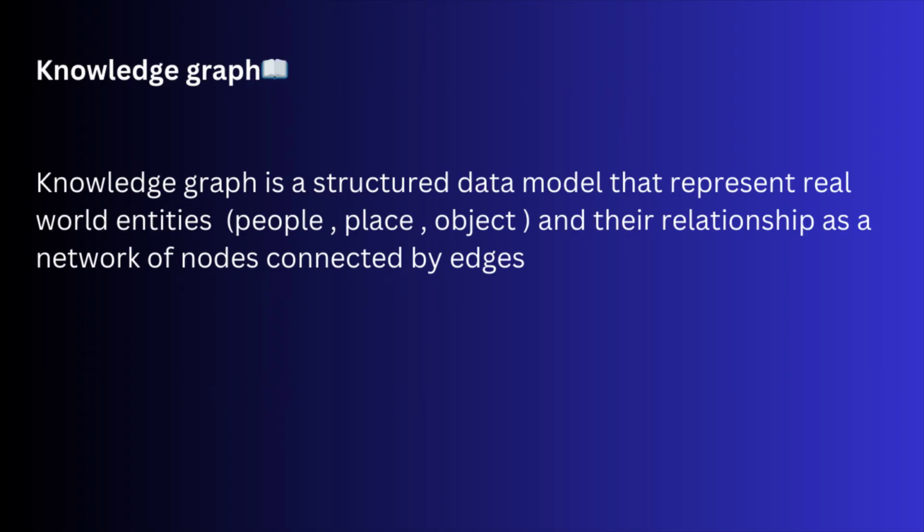So in definition, a knowledge graph is a structured data model that represents real world entities like people, places, objects and their relationship as a network of nodes connected by edges. Now you understand what a knowledge graph is.